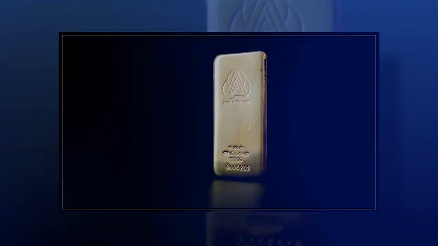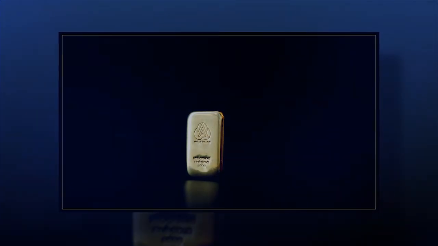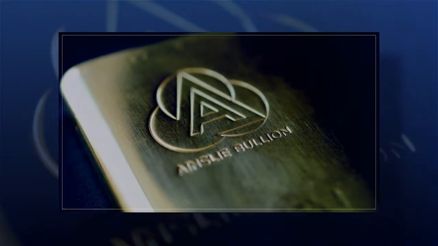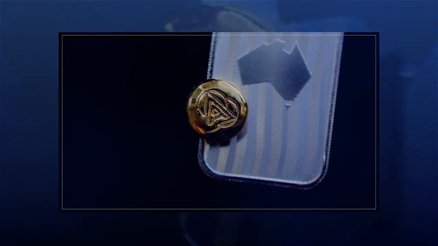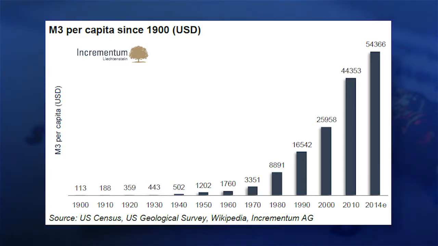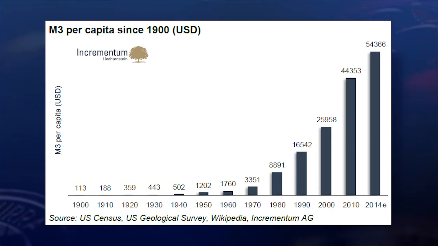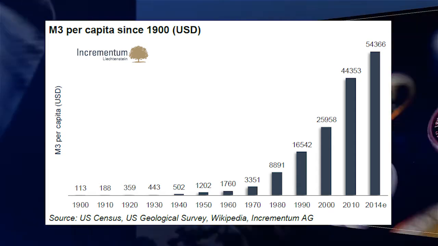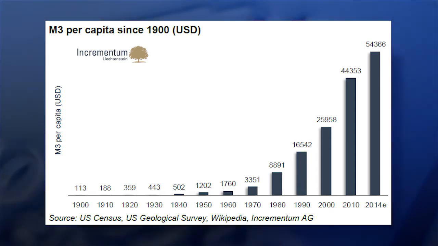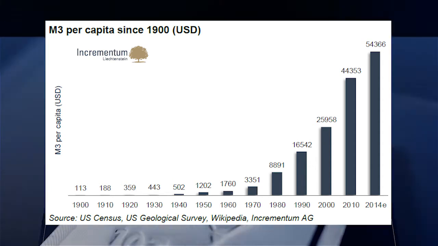In 1913, the population of the US stood at 97 million people. The money supply, M3, at the time amounted to approximately USD $20 billion, or 210 USD per capita. Currently, the population stands at 317 million people, while the money supply, M3, has risen to USD 17.26 trillion. The per capita supply of money thus amounts to USD 54,366. It's a bit of a change there from 1913, isn't it? Here's that chart here showing M3 per capita since 1900 in US dollars.